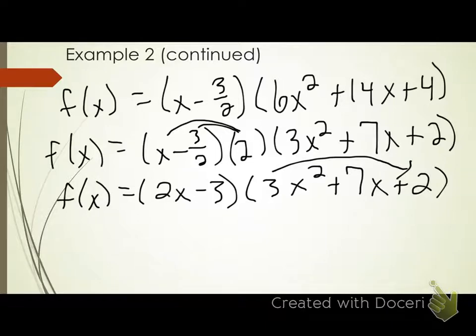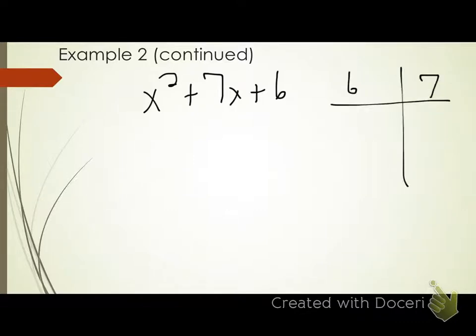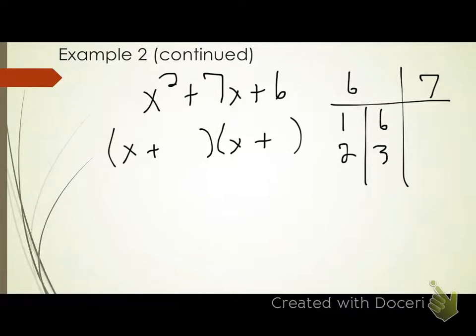So I'm going to multiply that 3 times that 2. So that'd give me x squared plus 7x plus 6. Let me see if I can factor this. I'll list the factors of 6. I know my two signs are going to be plus and plus. So 1 times 6 gives me 6, and 2 times 3. Adding across, 1 plus 6 gives me 7. 2 plus 3 gives me 5. I want the one that adds to give me 7, so I know it's positive 1 and positive 6.